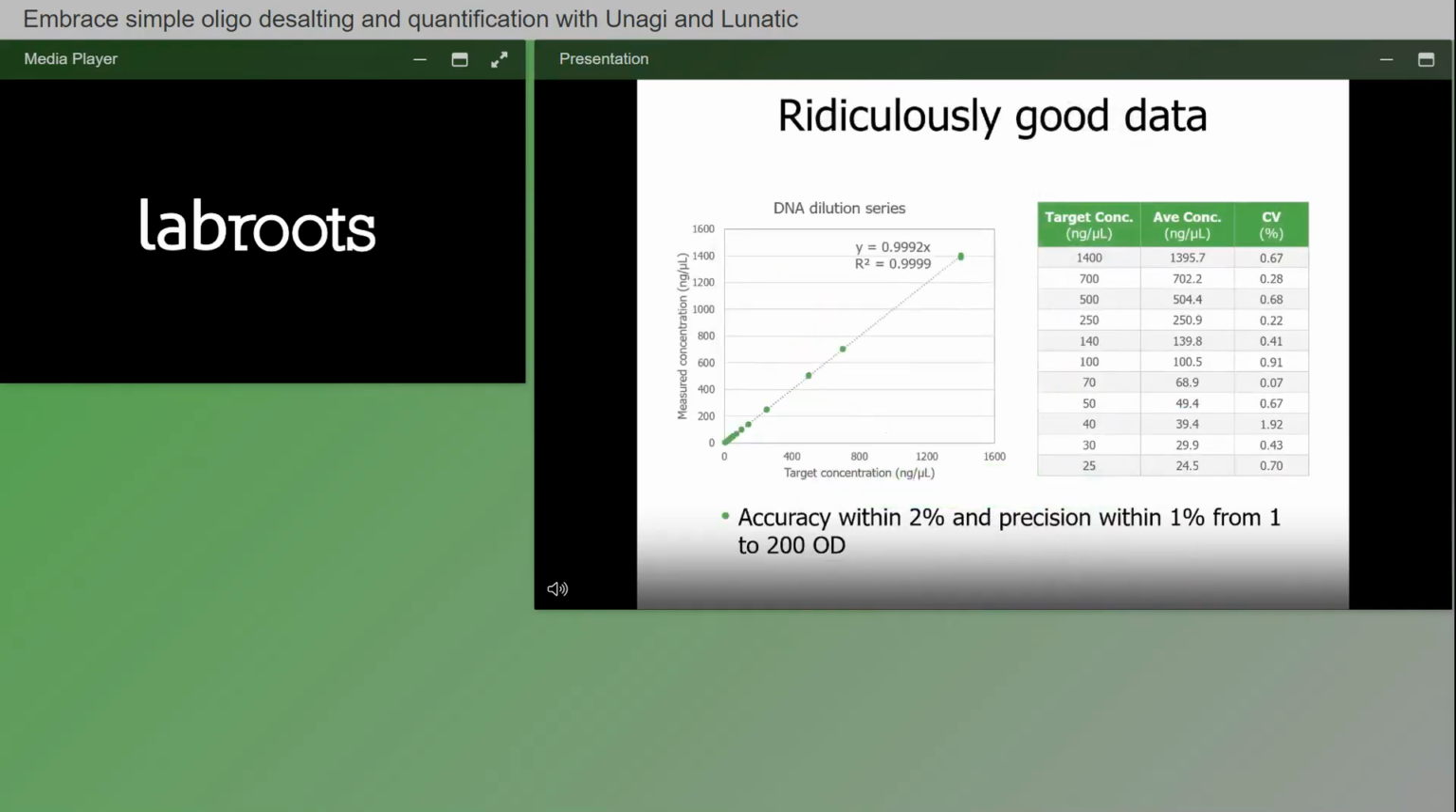The results of this are ridiculously good when it comes to quantification. So you can see here where we have our target concentration and our measured concentration. We have an incredibly linear response with a slope incredibly close to 1, which tells us that our expected value and our measured value agree very well. Our dilution series is very linear. And then you can see by the quantification in the right side of the slide, where we're looking at the average concentration versus target and the percent CV, that we get accuracy within 2% of expected value and precision within 1% of the expected value when we're operating in the range of 1 to 200 OD.